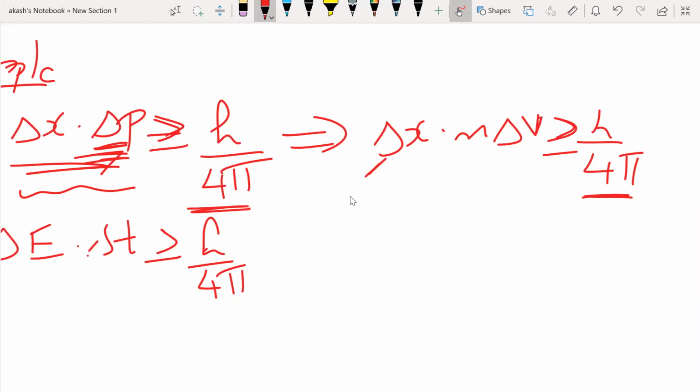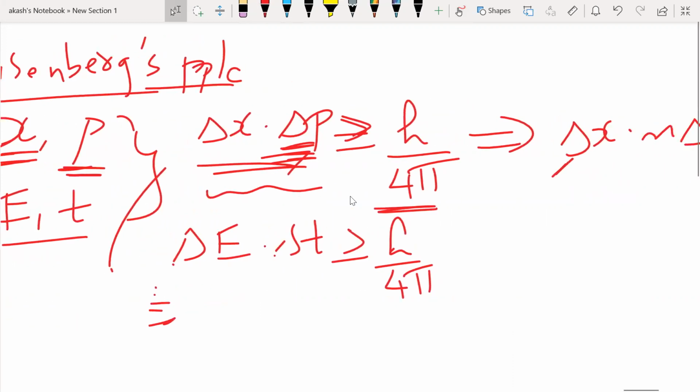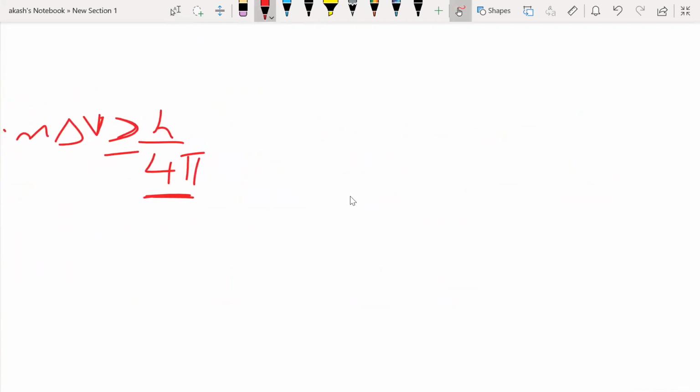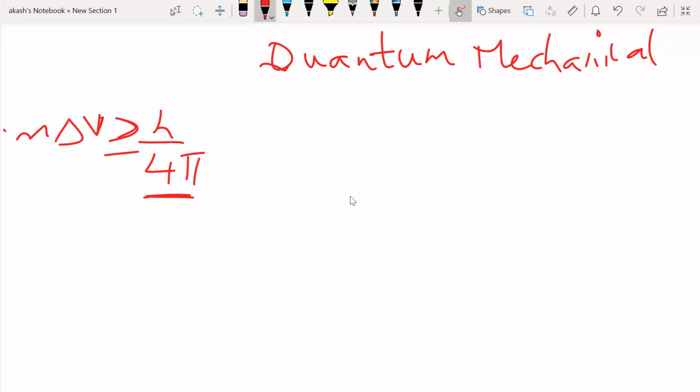So that is about everything, and now we are going for the last part: the quantum mechanical theory, developed by Schrodinger. Any questions till now? Okay, fine, good. So the last part is your quantum mechanical theory.